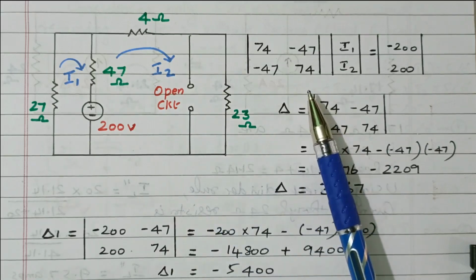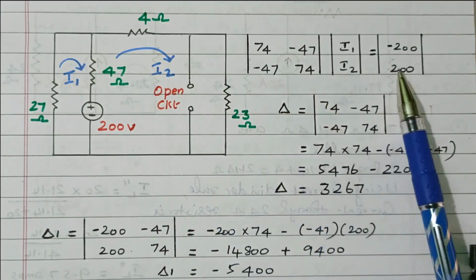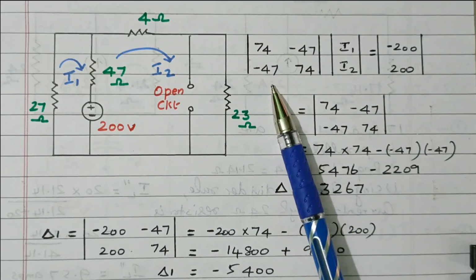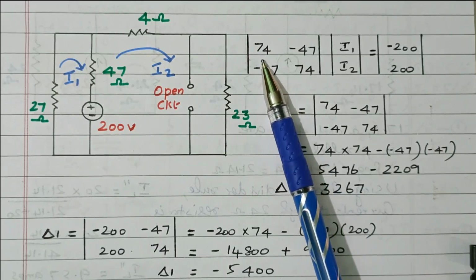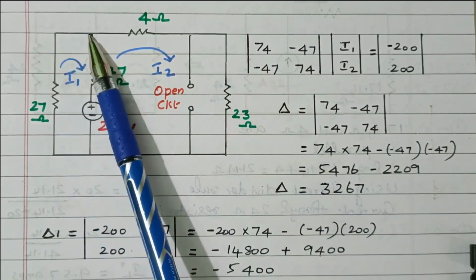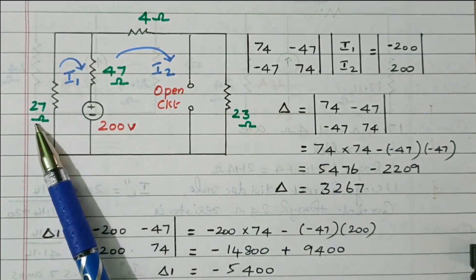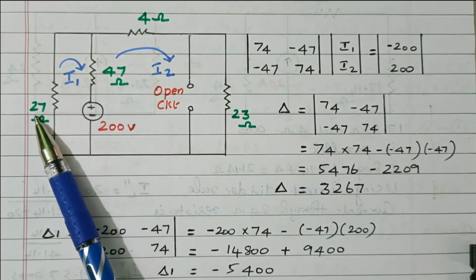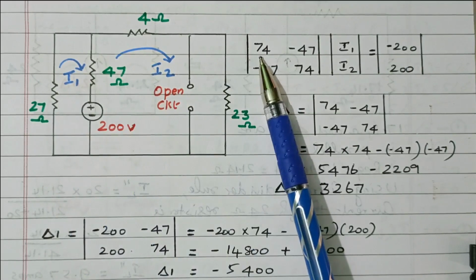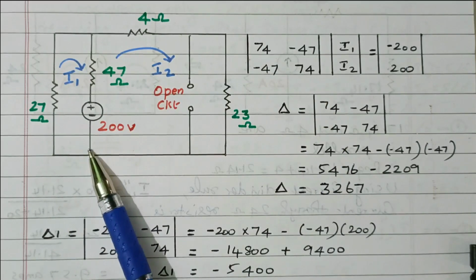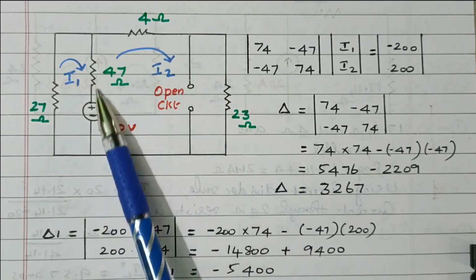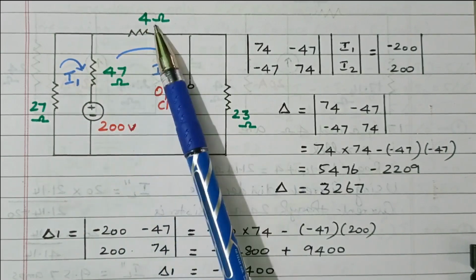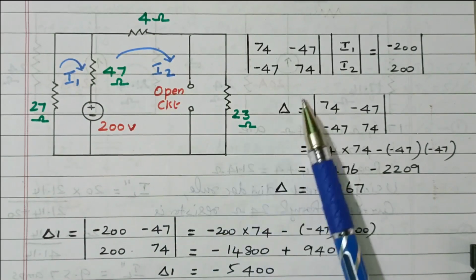Now we need to frame the matrix. V equals I into R: voltage matrix, current matrix and resistance matrix. This is R11, the resistors available in loop 1, the first loop. What are the resistors available in loop 1? 27 and 47. The sum of these two, 27 plus 47, is 74. Sum of resistors available in the second loop: 47 plus 4 plus 23. 47 plus 4 is 51, plus 23 is 74.